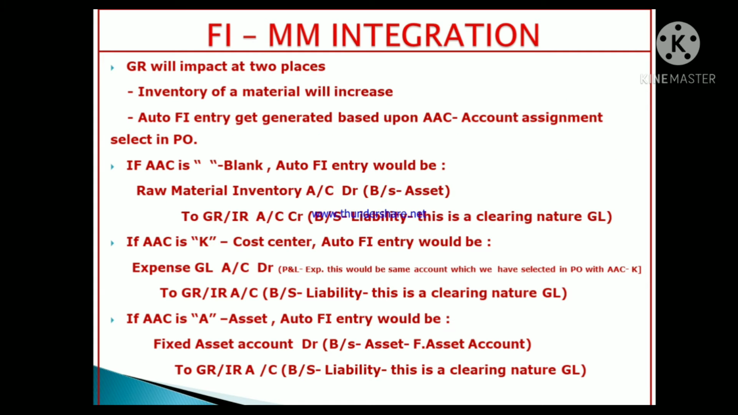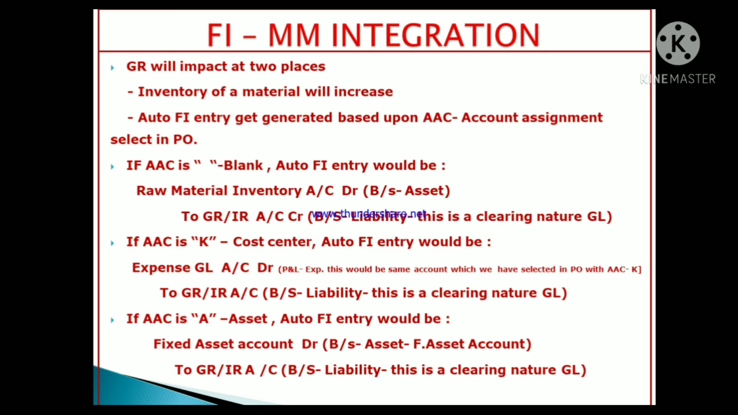Then the next step: GR will impact at two places. When we receive the goods, it will impact at two places. First, the inventory of the material will increase, and second, an automatic FI entry gets generated based upon the AAC, which we have discussed in a previous video also. AAC means account assignment category. Whichever AAC is selected in that PO, based upon that the automatic FI entry will get generated.